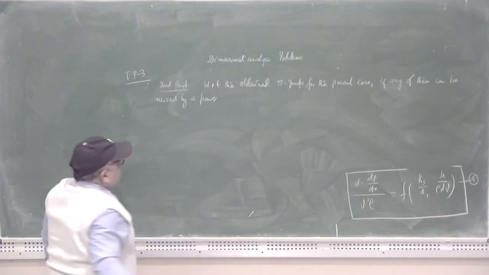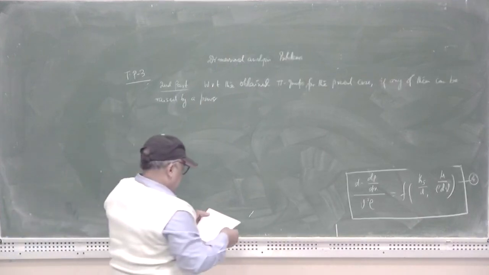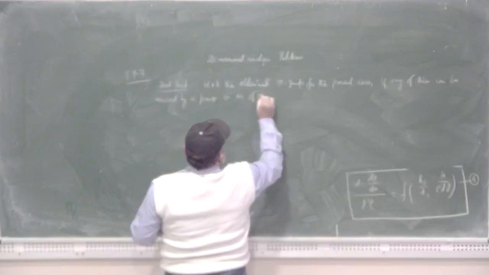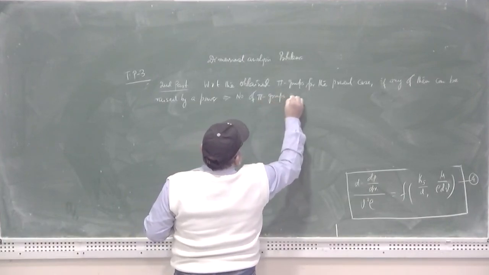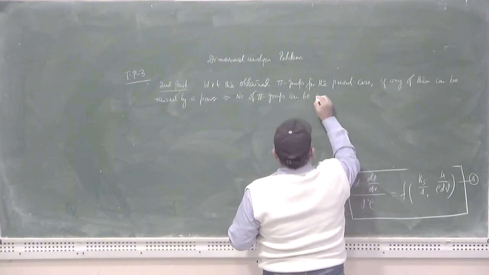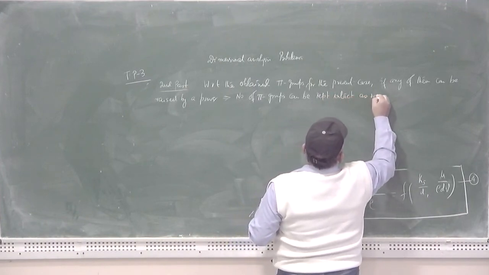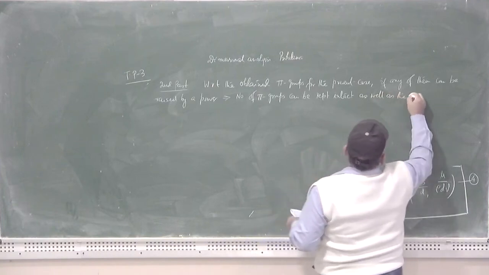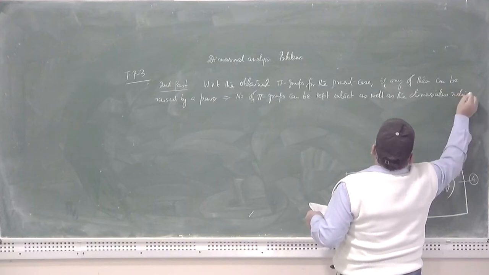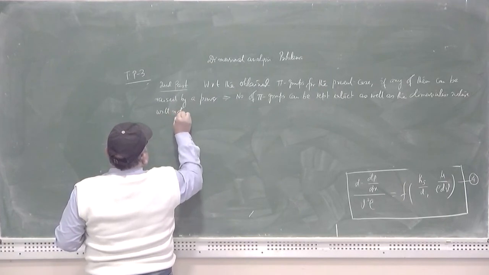So, with respect to the obtained pi groups for the present case, if any of them can be raised by a power, then the number of pi groups can be kept intact, as well as the dimensionless nature will not change.